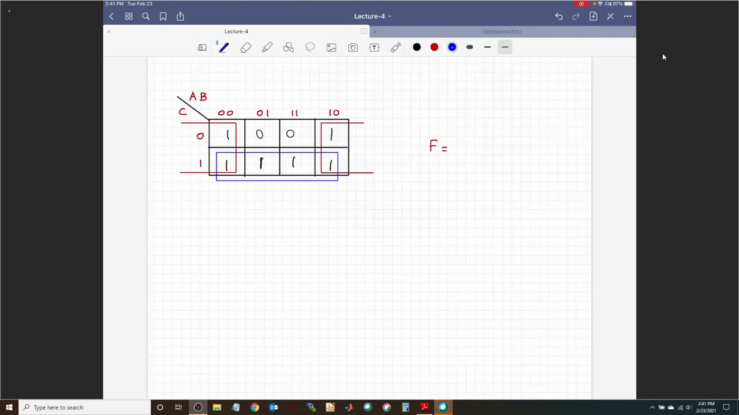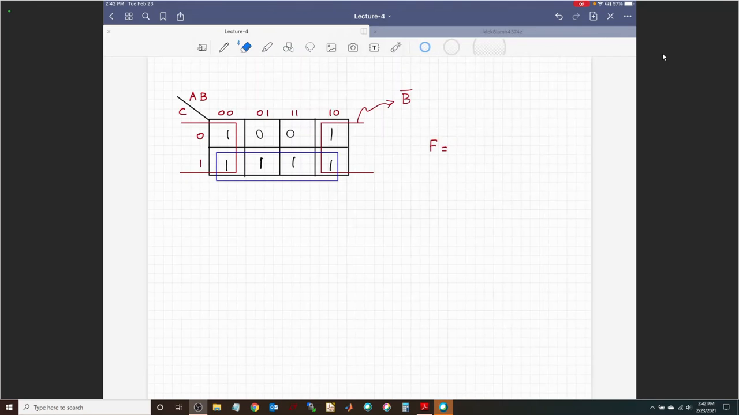Next, I just need to write the corresponding product terms. So what about the red wraparound group of 4 ones? What is going to be the product term for that? Let's see. A is changing. B is 0, right? So if B is 0, that would be B complement. And it looks like C is changing as well. So that's it. I only have B complement, nothing else.